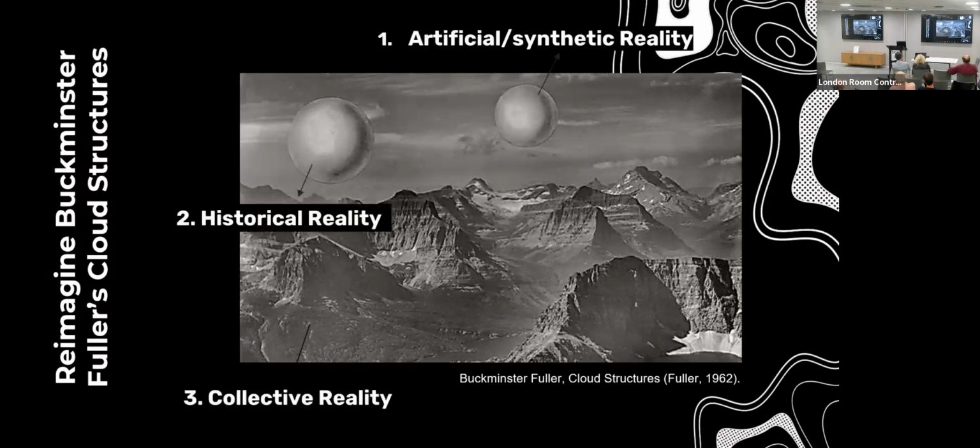So based on our imagination, this structure embodies three layers. The first is artificial synthetic reality. The second is historical reality. And the third is collective reality. Altogether, they offer a comprehensive view of our world, and each layer engages with the audience differently, sparking a dialogue about our environmental footprint and the echoes of our actions across realities.